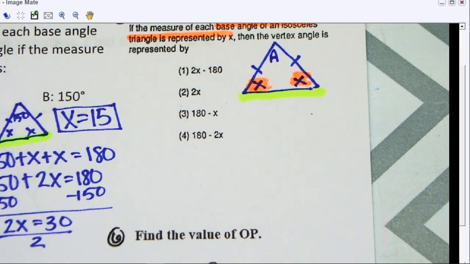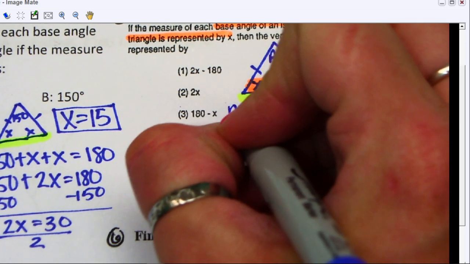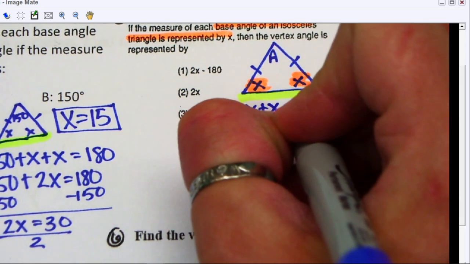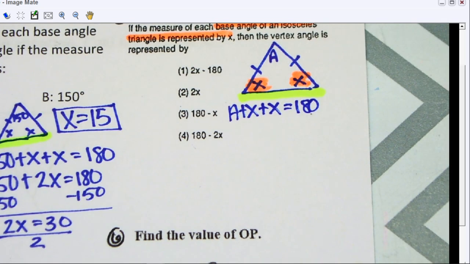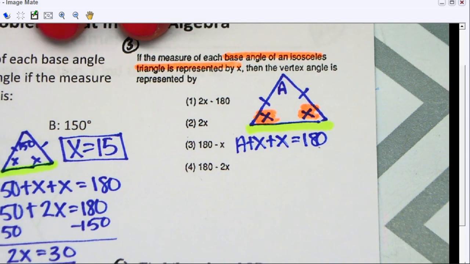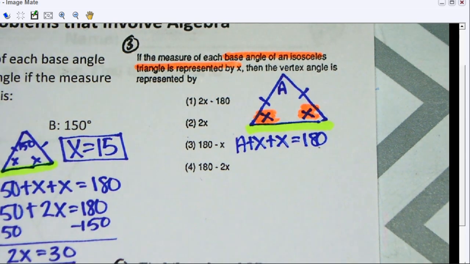Now, how do we build the equation if we're working with these angles? There we go. A plus X equals 180. Good job. Now this problem wants us to solve for the vertex angle. It says which of these expressions is represented by the vertex angle. So which variable should we solve for? X is my base angles. I want my vertex angle. I should solve for A.